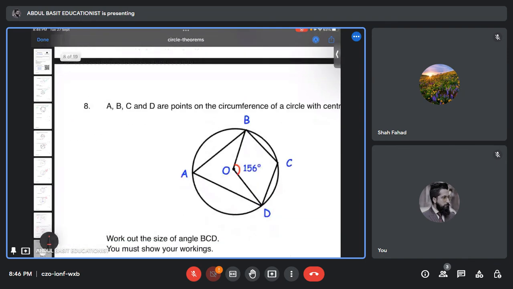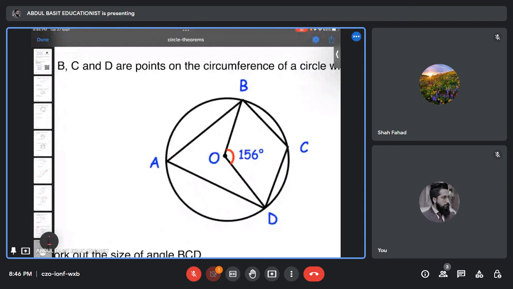Okay, look at the question. It's an angle at the center. So this angle would be half. So 156 divided by 2 is what? 78 degrees.